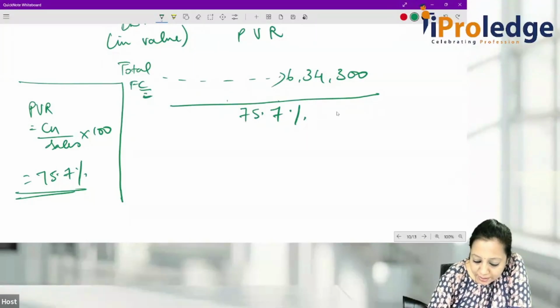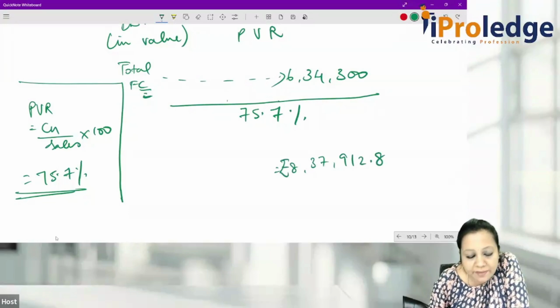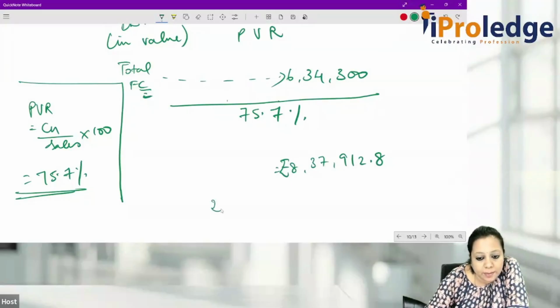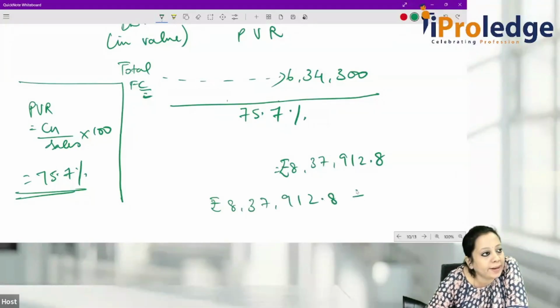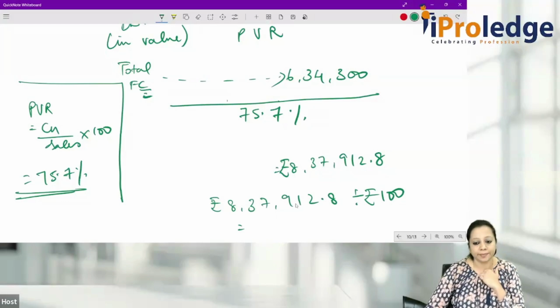Divided by 75.7 percentage. This is the BEP in value. Correct, everyone? Yes. So now, per day, how much revenue we are getting? 100. Correct? Per day, we are getting 100. So divided by 100 will give you the number of days. Correct or not? Yes.